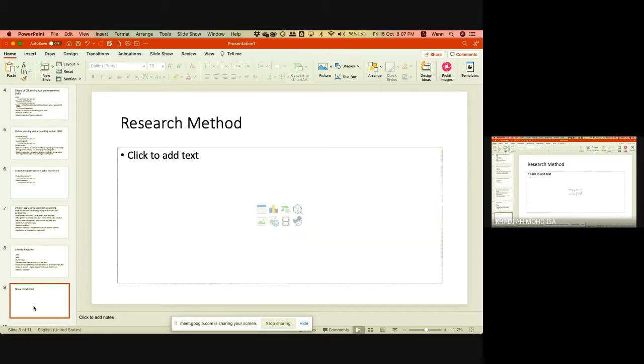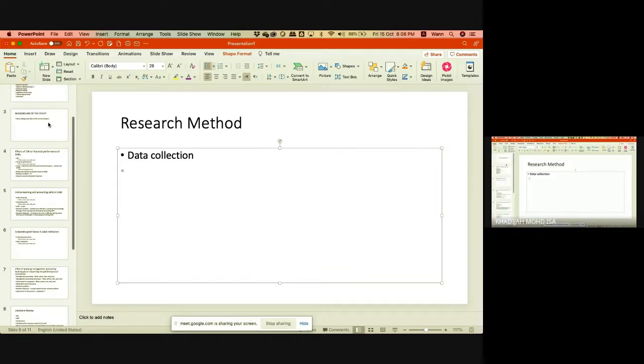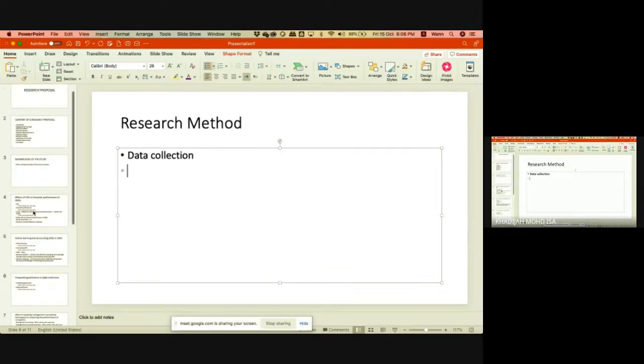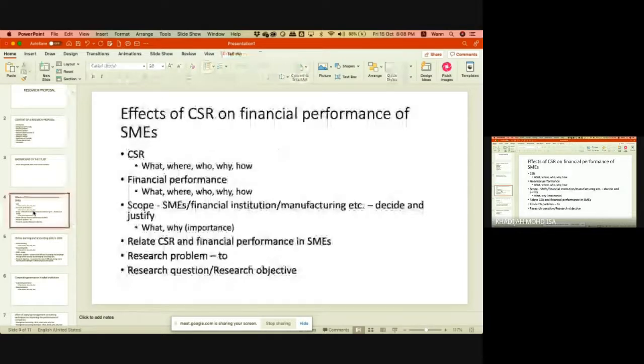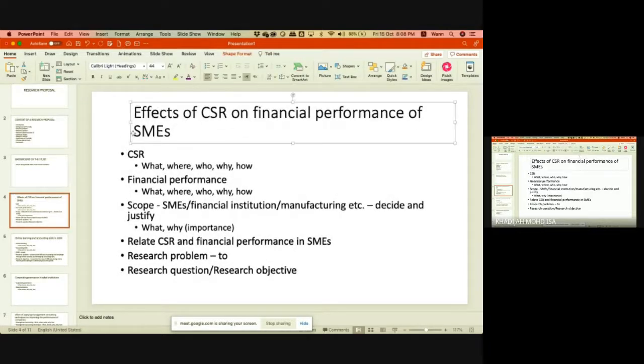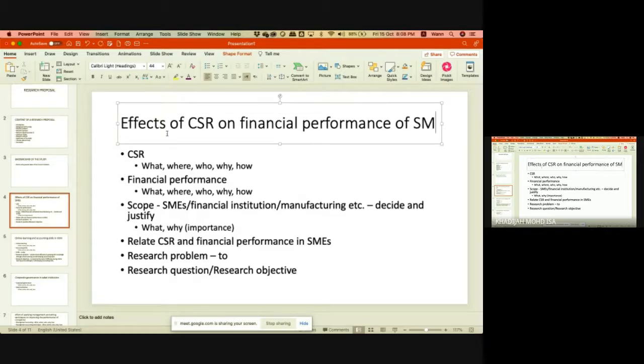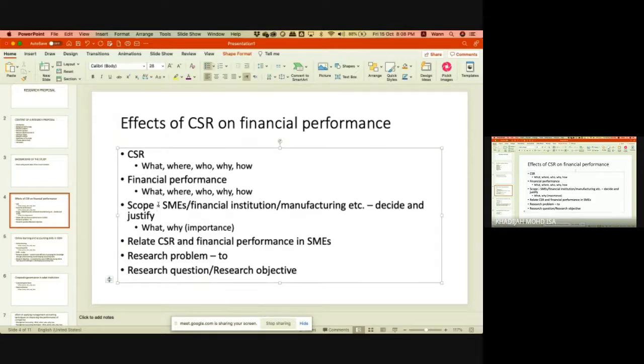All right, when we talk about the research method, it means how you are going to do data collection, right? So remember that it goes back to your research objective. For example, Nasra just now, she's not here. Effect of CSR on financial performance. I will delete this SME because I'm not sure what the scope is. The scope could be SME, financial institutions, or manufacturing. So in this case, what is your research objective?